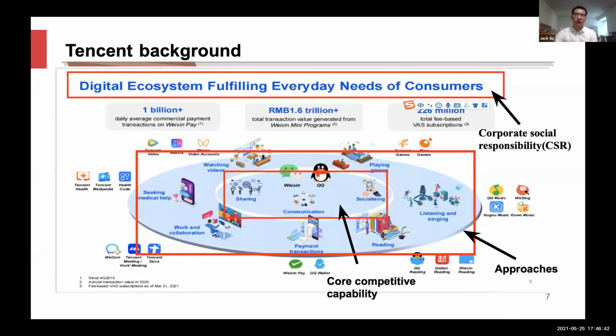Then building a quality internet ecosystem by utilizing its core capability is one of Tencent's CSR. Two instant messaging platforms are the inner circle, you can see here, with innumerable strong-relationship user base going through other corresponding functions, the outside circle, to address diverse social needs.